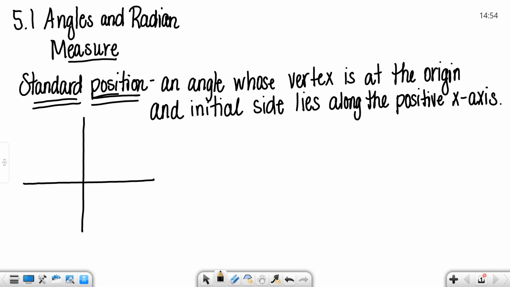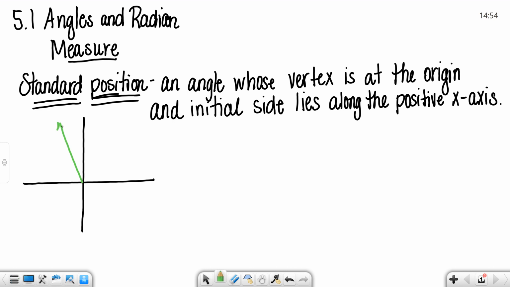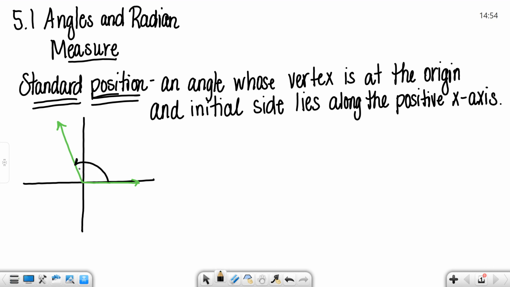So here we have our x-axis and our y-axis. Let's say that our angle looks like this. Typically, there's our angle in green, and my angle I'm naming theta. I'm showing you that it goes from this green line on the positive x-axis and then stops over here on the other green line. So this would be my initial side, because that's where the arrow comes from. And then the other green side would be considered my terminal side.